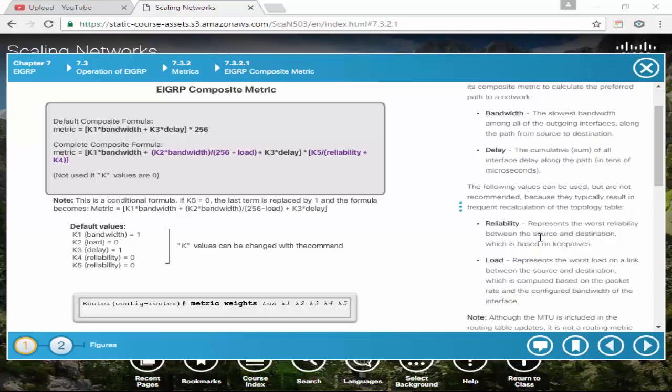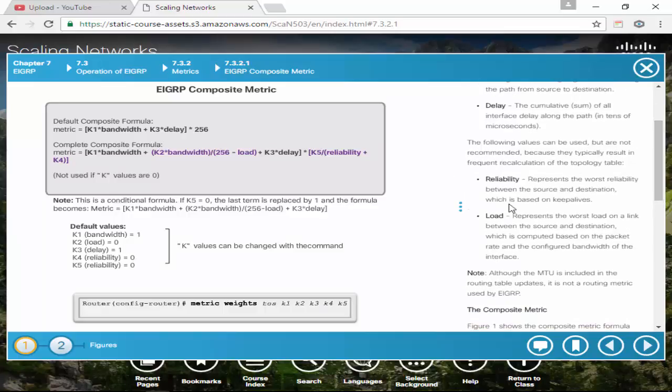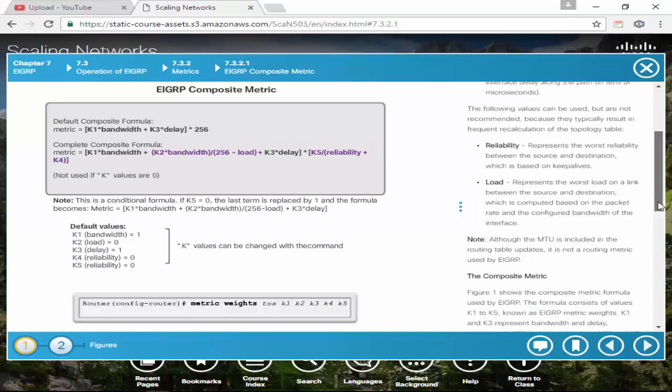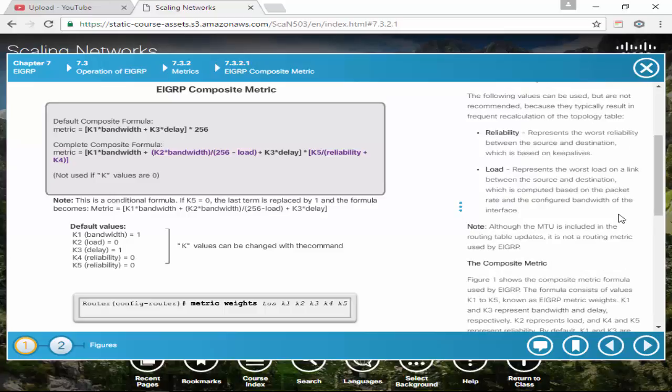Bandwidth represents the slowest among all of the outgoing interfaces along the path from the source to the destination. Delay is the cumulative sum of all interface delay along the path in tens of microseconds. Reliability represents the worst reliability between the source and the destination, which is based on keepalives. Load represents the worst load on the link between the source and destination, which is computed based on the packet rate and configured bandwidth of the interface.